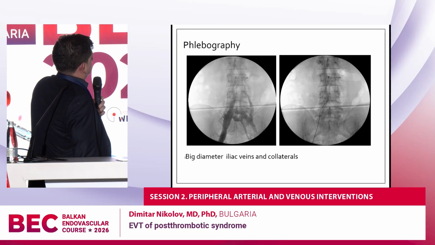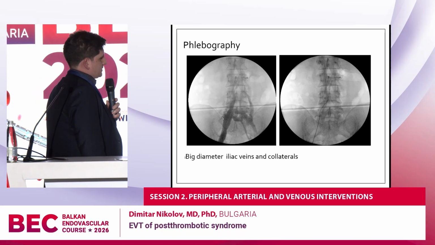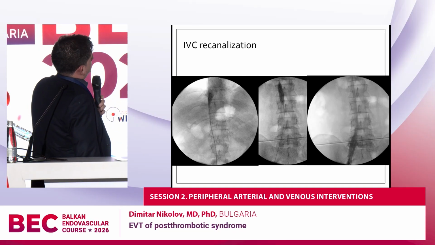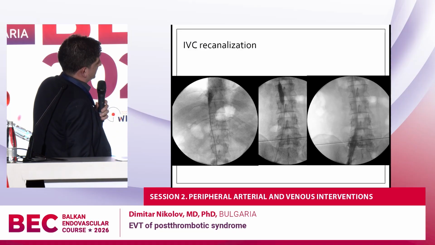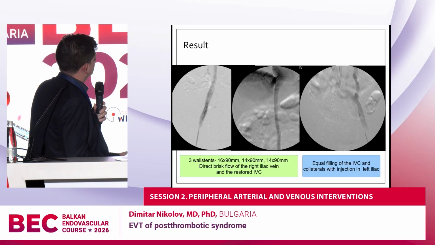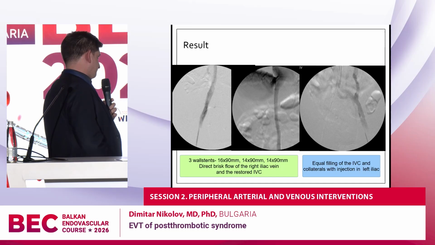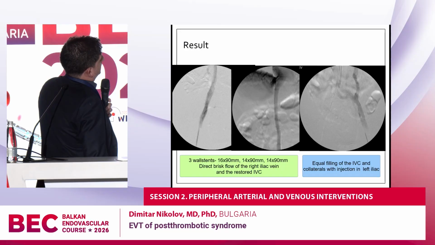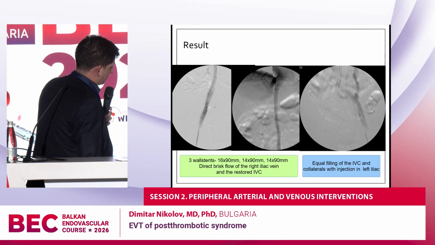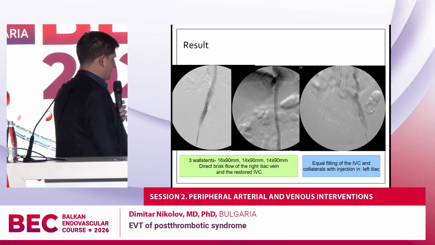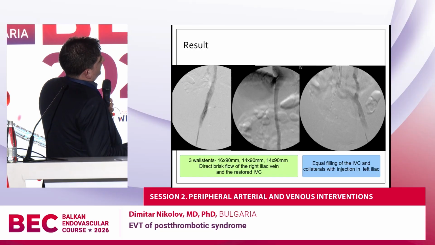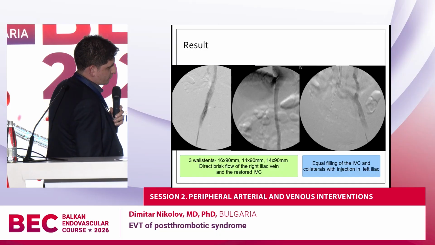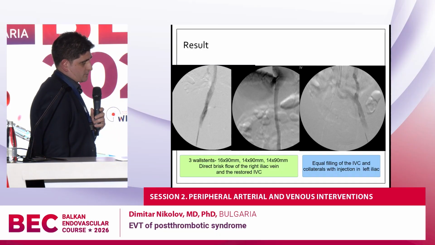So this is the initial phlebography. We started recanalization looking for the IVC at the most proximal segment. After we were sure we were there, we started with ballooning and preparing for stenting. We put 3 Wallstents, as you see, 16 and 14 by 90. On the final phlebography, we can see direct brisk flow on the right iliac vein, and also equal filling of the IVC and collaterals on the left one, so no need to put stents in the left vein.